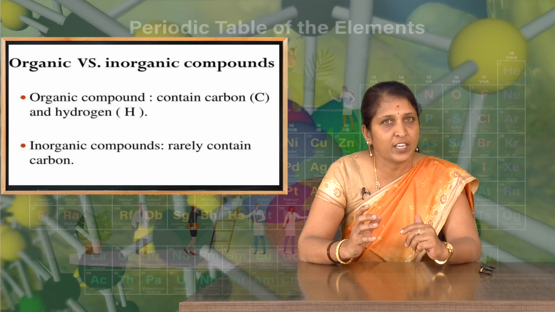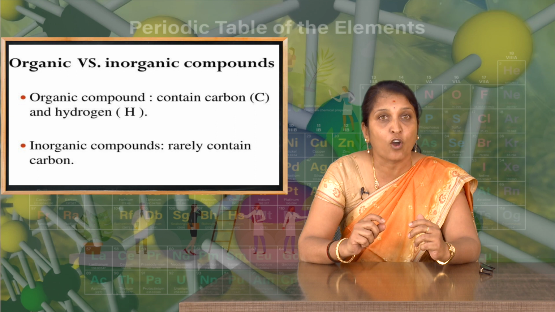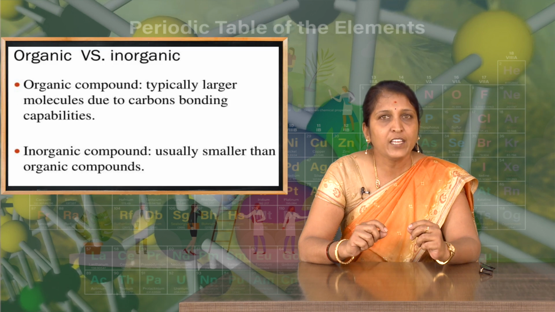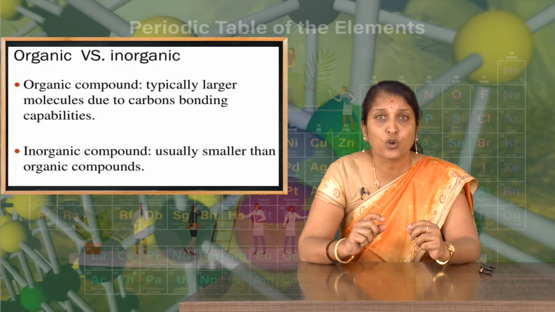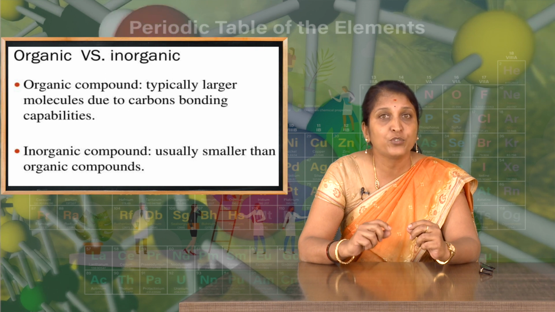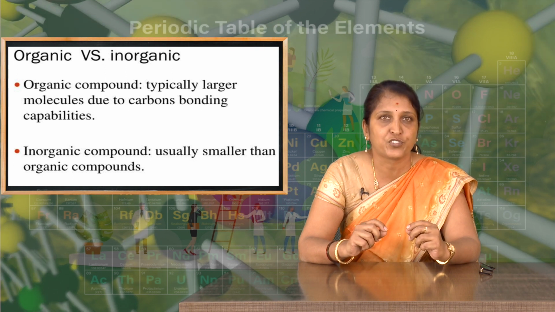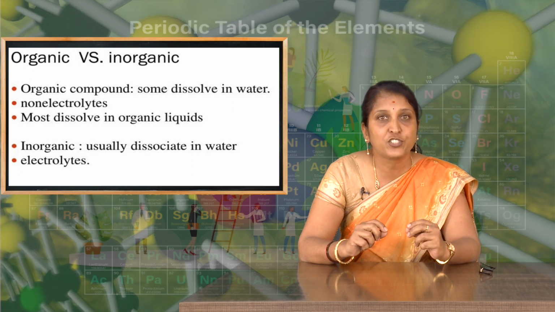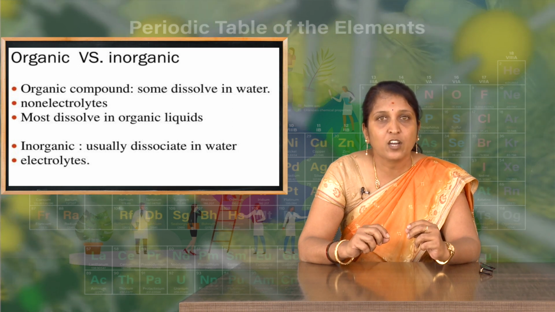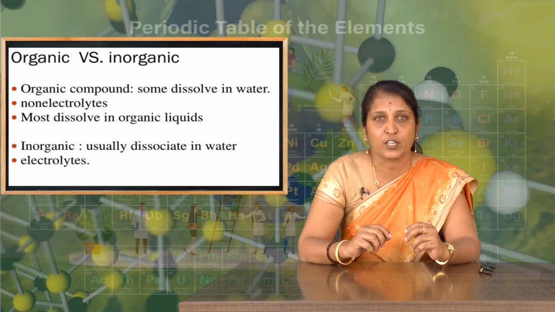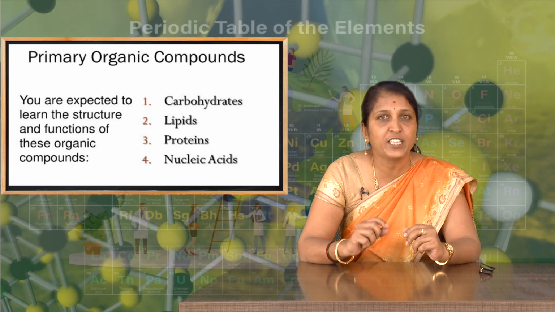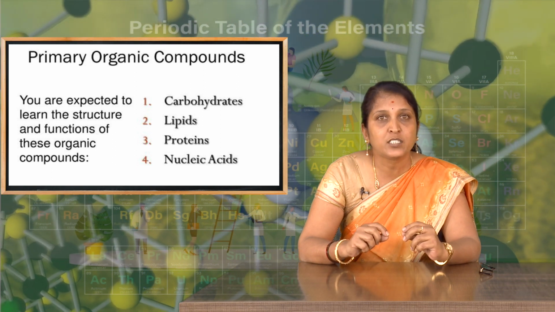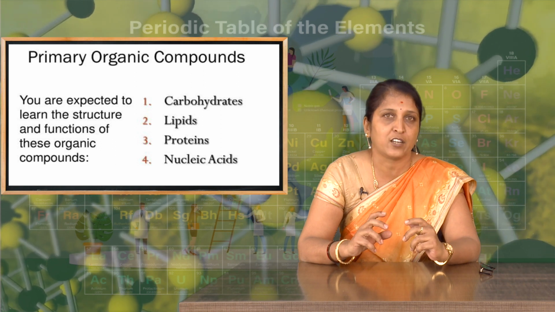Organic versus inorganic compounds. Organic compounds contain carbon and hydrogen. Inorganic compounds rarely contain carbon. Organic compounds are typically larger molecules due to carbon bonding capabilities. Inorganic compounds are usually smaller than organic compounds. Organic compounds, some dissolved in water, are non-electrolytes and must dissolve in organic liquids. Inorganic compounds usually dissociate in water as electrolytes. Carbohydrates, lipids, proteins, and nucleic acids are the primary organic compounds. You are expected to learn the structure and function of these organic compounds.